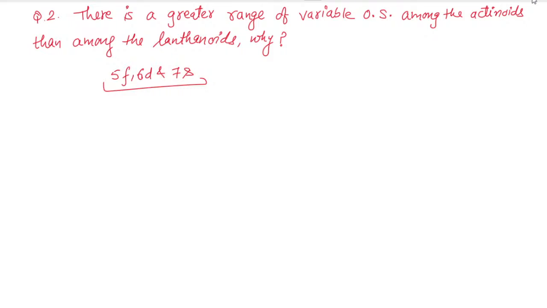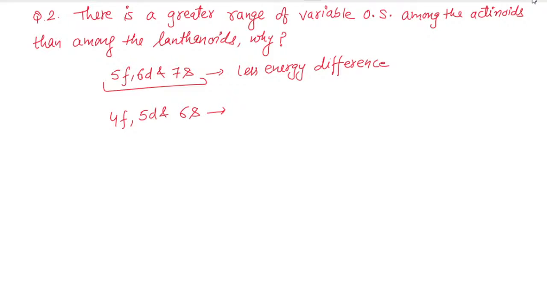So in actinoids there is a filling of 5f, 6d and 7s, and there is less energy difference between these orbitals 5f, 6d and 7s as compared to 4f, 5d and 6s in case of lanthanoids. That means more electrons are available for bonding in actinoids as compared to the lanthanoid family.